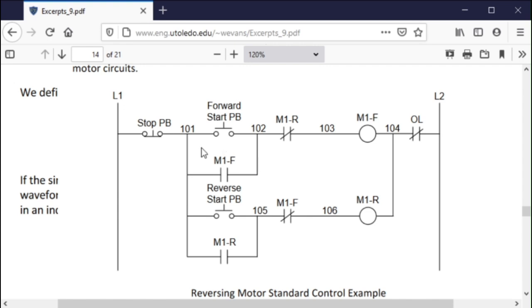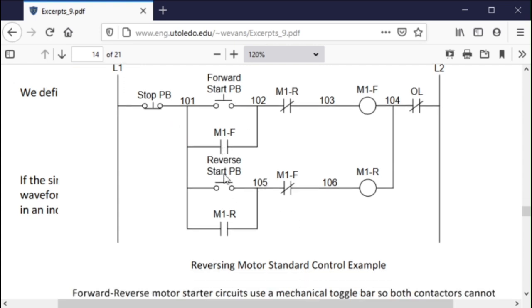So here's another one. This is a seal circuit. So you can either start in the forward direction or start in the reverse direction with a simple push button. The stop push button would stop in either direction.